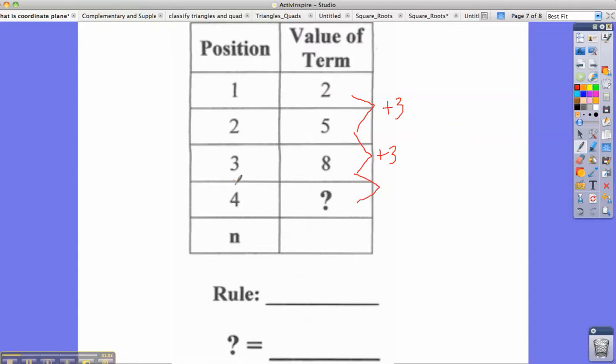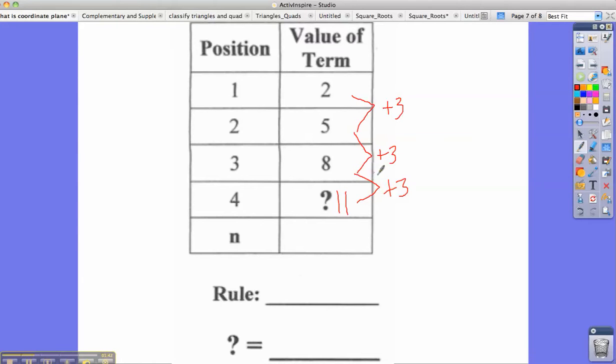We know that since this is just going up by 3, that 8 plus 3 will get me my question mark. That means my question mark is going to be 8 plus 3, which is 11. So I think this is going to be 11, but we're going to check that using the rule that we come up with. Remember, we said that we're doing plus 3, plus 3, plus 3. Instead of adding 3 each time and having to write out every single position number, the easier way, instead of just adding over and over, is to multiply times 3.